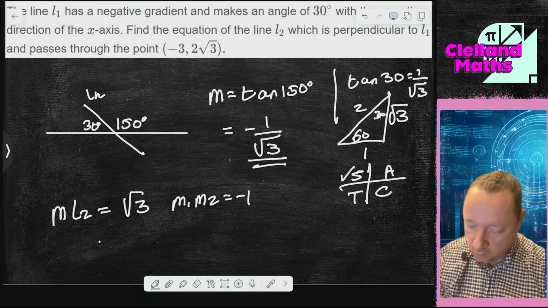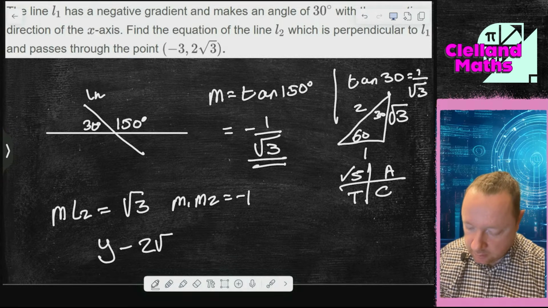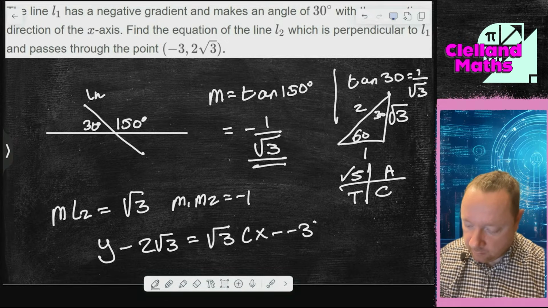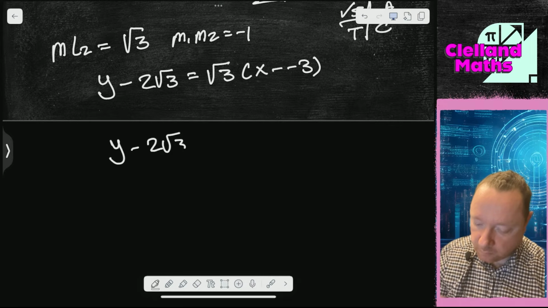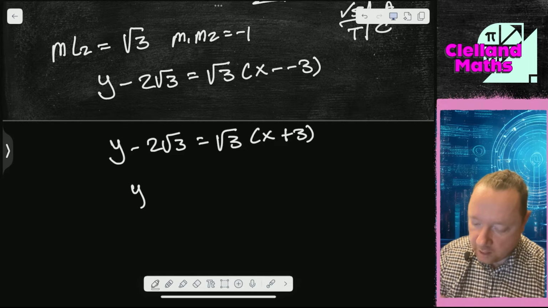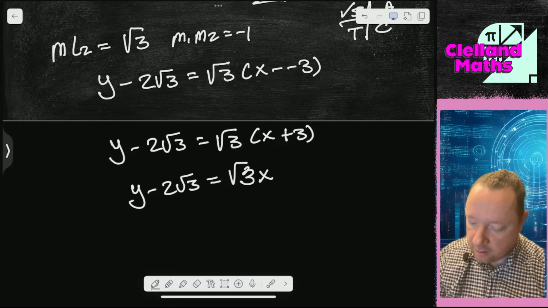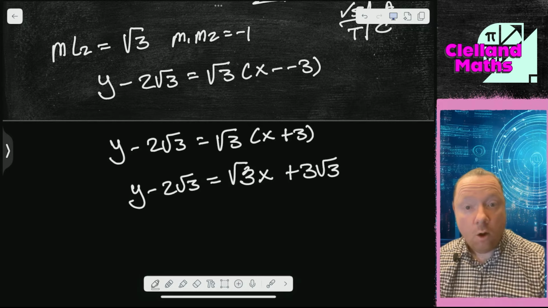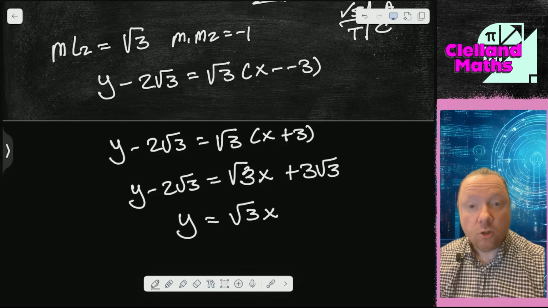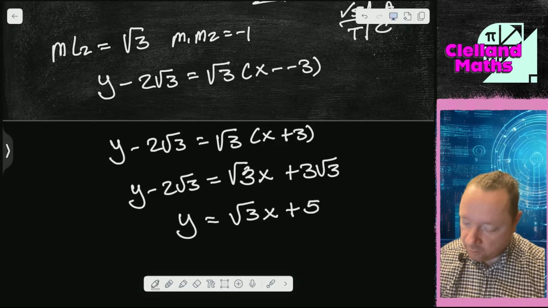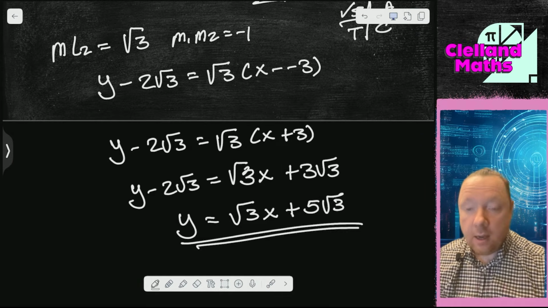And we've already got our point, so y minus b equals m(x minus a), minus minus 3. Y minus 2 root 3 then equals root 3 (x plus 3). Y minus 2 root 3 equals root 3x plus 3 root 3. Almost there. Y equals root 3x. 3 plus 2 is 5, so 5 root 3. And we're done there.